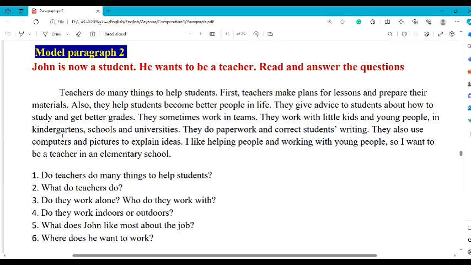They do paperwork and correct students' writing. They also use computers and pictures to explain ideas. I like helping people and working with young people, so I want to be a teacher in an elementary school. Okay, thank you so much.